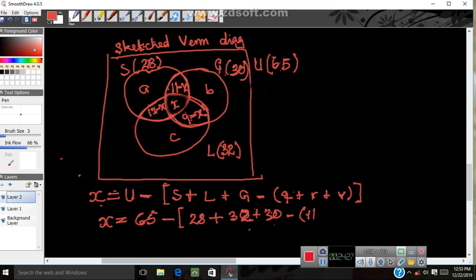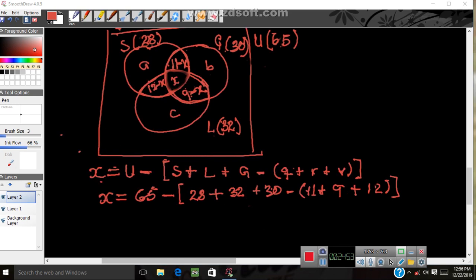My next point is I have 11 plus 9 plus, just put it in any order, 12. Close it. Good. Then sum all to get the value of X. So let's continue with our addition. We have got our X back online, equals to 65. All right.